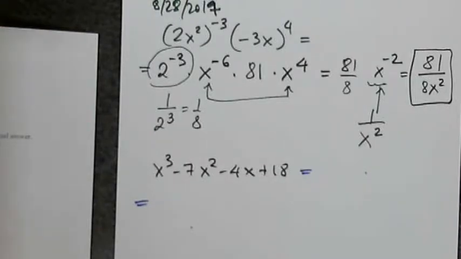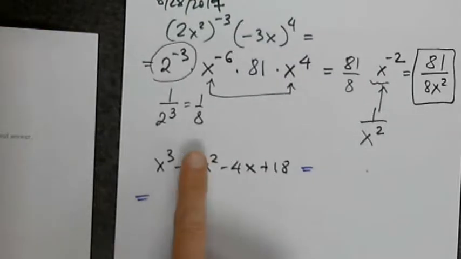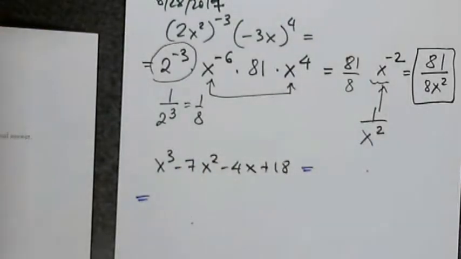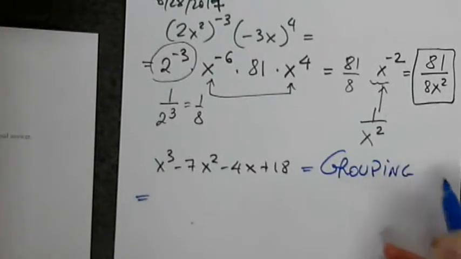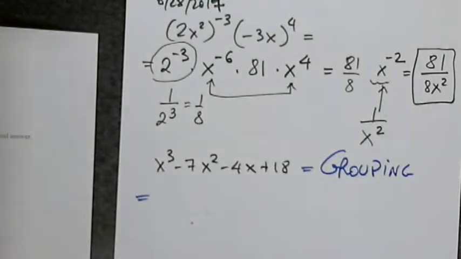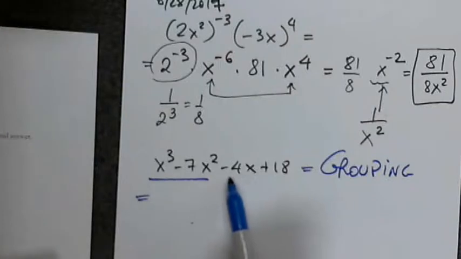How many terms does it have? Careful. How many terms does it have? 4 terms, correct. 1, 2, 3, 4 terms. Good. How do we handle factoring of a polynomial with 4 terms? It's called, thank you, grouping. Good. So the convenient way to group is this and this.